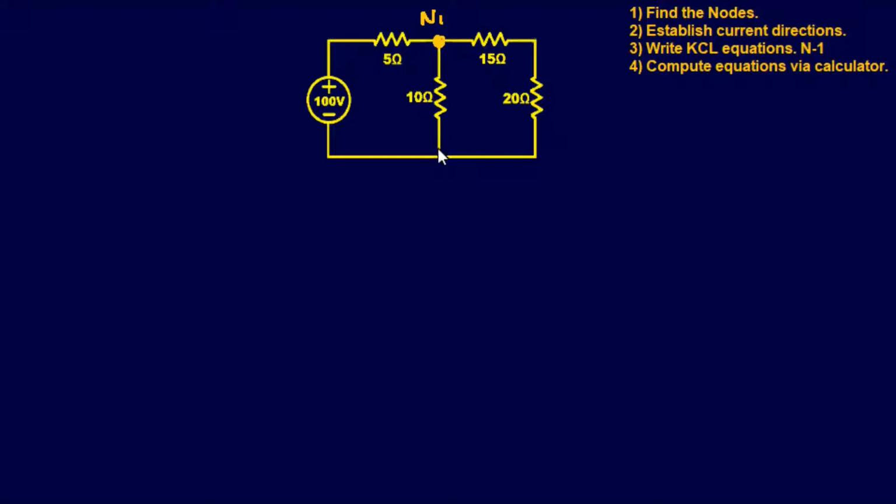And then we have another one down here, which I'm going to refer to as our reference or ground. Reason being is this would be considered our ground, but it is still considered a node. So I just refer to it as reference 0 or ground. Step 1, we found our nodes. We have 2 nodes. Establish the directions.